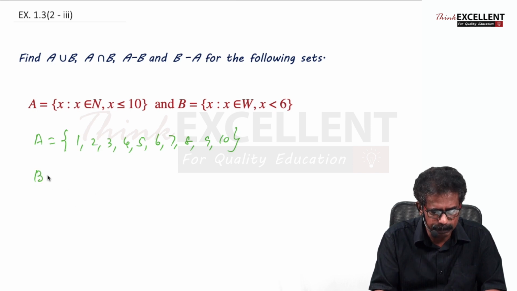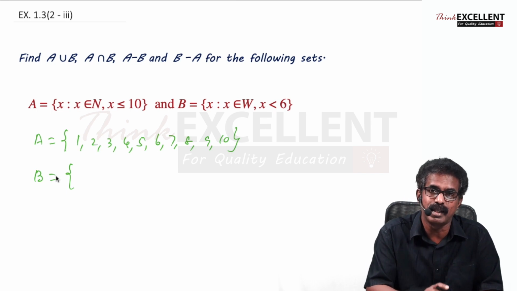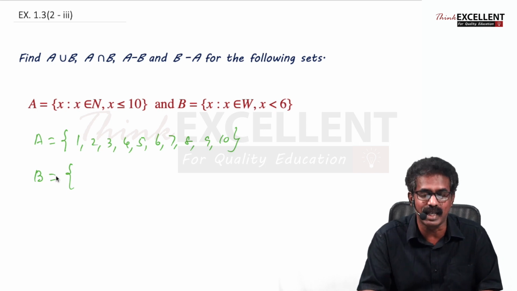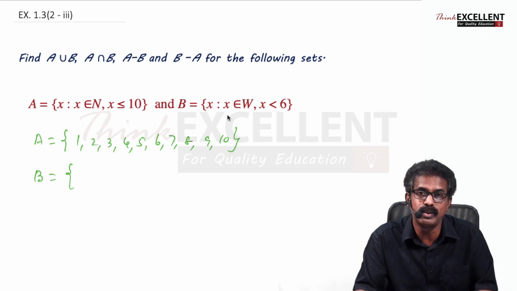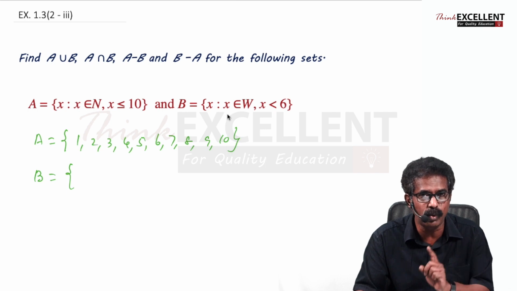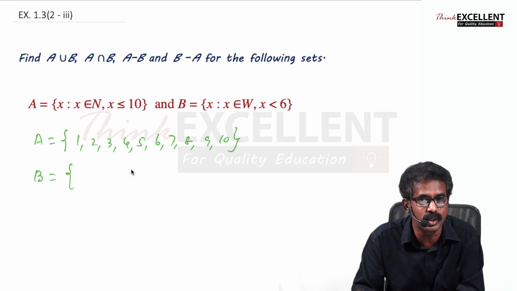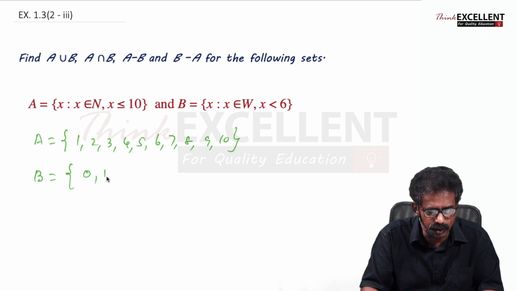Then what about B? When they give it in set builder form, you have to be very careful. If you make some mistake in writing A and B, then when you find A union B, A intersection B, everything will be wrong, right? So be very careful in writing A and B. See B, set of all x such that x belongs to W. What is W? Whole numbers. Which is the smallest whole number? 0. Whole numbers start from 0, natural numbers start from 1. x less than 6, no equal, so don't take 6, go up to 5. So what is B? 0, 1, 2, 3, 4, 5, right?